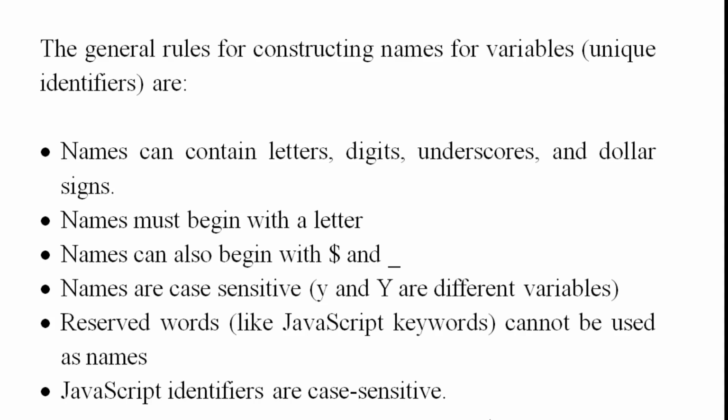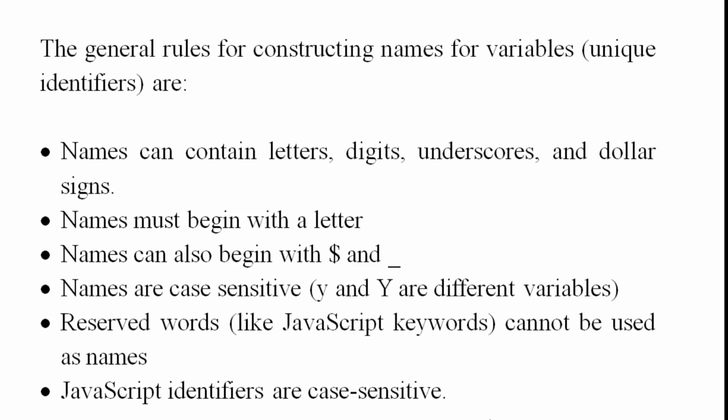There are some rules for constructing names for variables. We can take any combination of letters and underscores, and the name should not begin with a digit. It can also begin with a dollar sign. Names are case sensitive. Reserved words can't be used as names. So these are the rules for constructing identifiers.